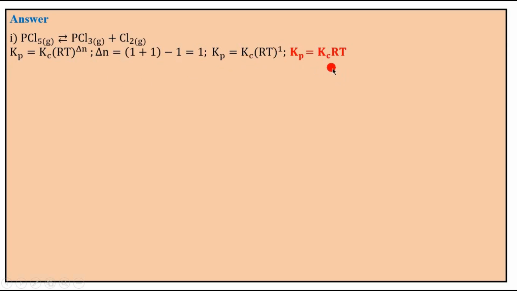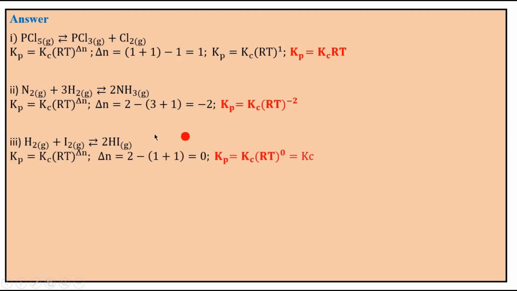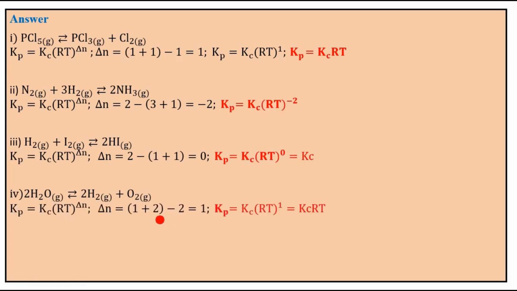For the second one, the change in number of moles: you have 2 minus 4. That means the change in number of moles will be equal to -2. Then Kp is equal to Kc (RT) to the power -2. So here also, the change in number of moles is 2 minus 2, which means 0. Kp is equal to Kc (RT) to the power 0. Anything to the power 0 gives 1, so Kp is equal to Kc. The next one was asking about water giving hydrogen and oxygen. Here also we have 3 moles minus 2. That means the change in number of moles will be 1. So the Kp will be equal to Kc (RT) to the power 1, or Kc RT.